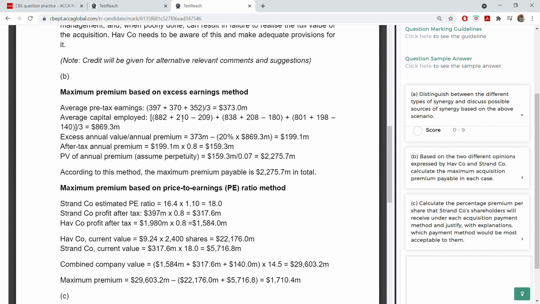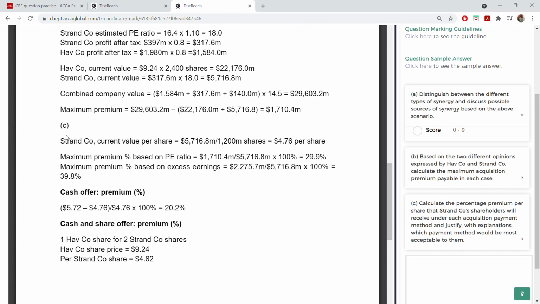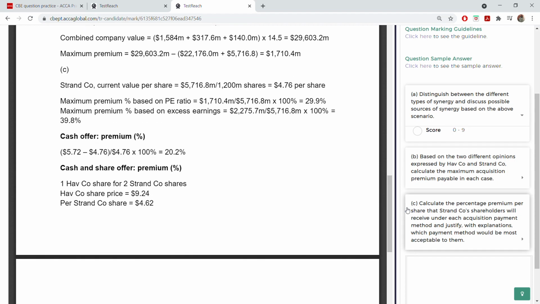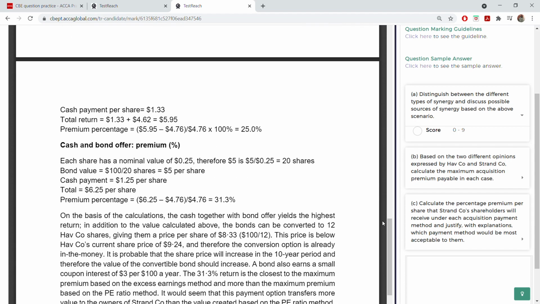Second part, you see so many calculations line by line. This you need to use Excel. And you have to label it also, which method you are using. So first we are finding their current value per share, their maximum based on PE and excess earning, and then we are finding using 3 different offers. Okay. So many calculations are here. You need to be very quick in this.